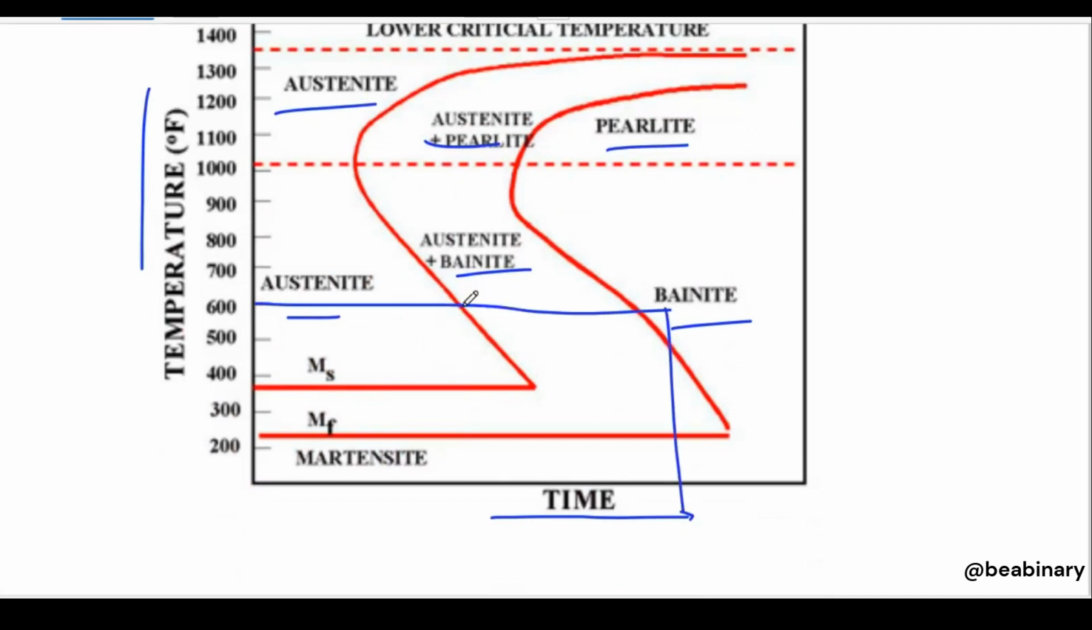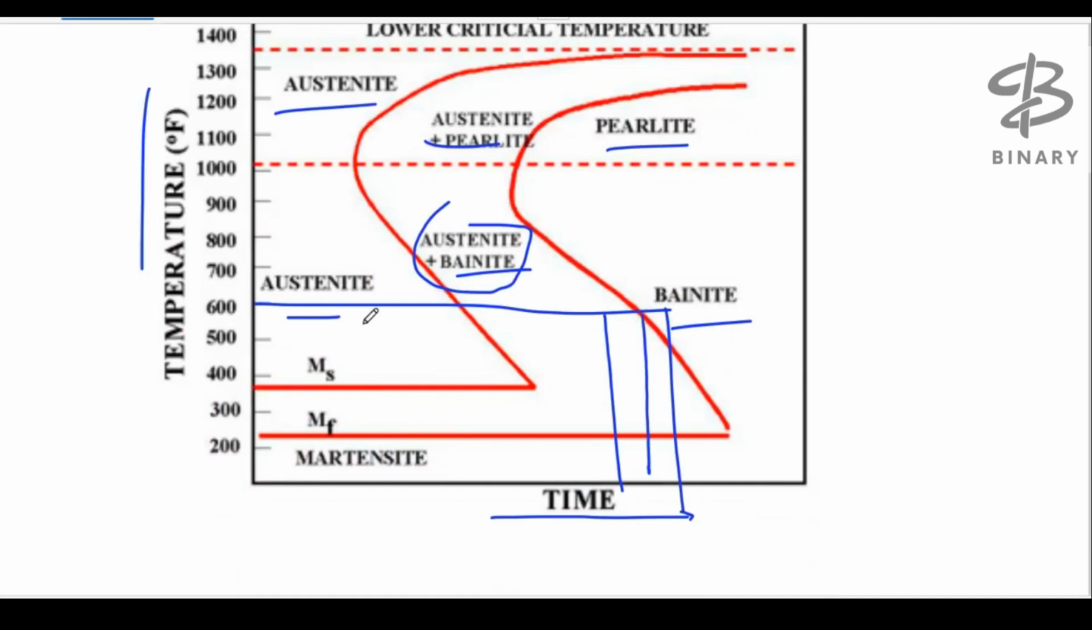If you are at the same temperature, but before this time, then you have only austenite plus bainite. But if you have crossed this particular line, at 600 degrees, sorry, 600, here the temperature has been taken in Fahrenheit, just to be clear about the temperature unit.